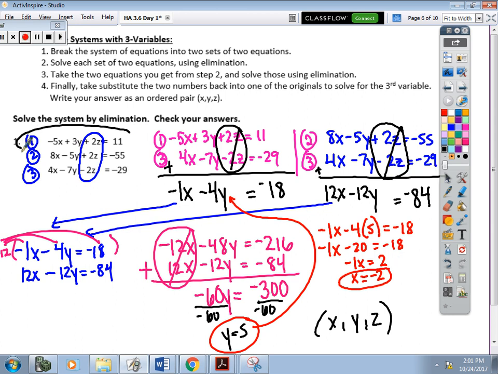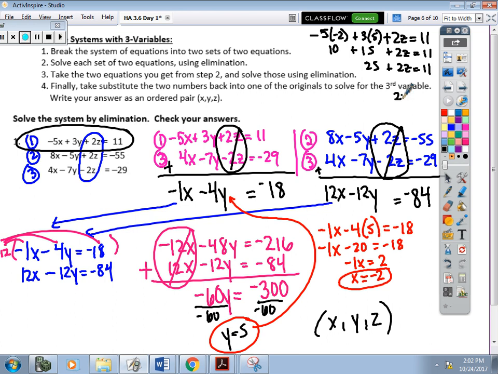Good. Plug both of those numbers into one of the originals. Doesn't matter which original because they should all get you the same answer. So I'm going to come up here. We'd have negative 5 times negative 2 plus 3 times 5 plus 2z equals 11. Follow your order of operations to multiply first. Add those together to get 25. Subtract. And divide.